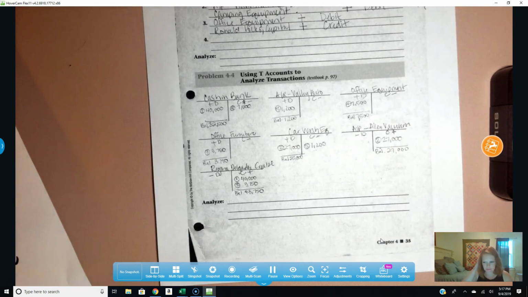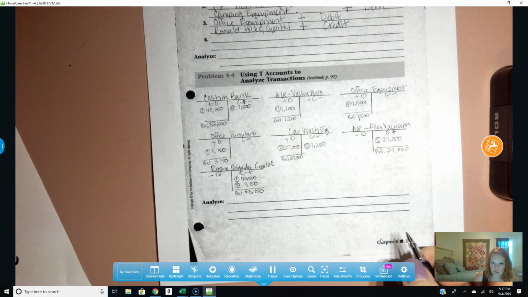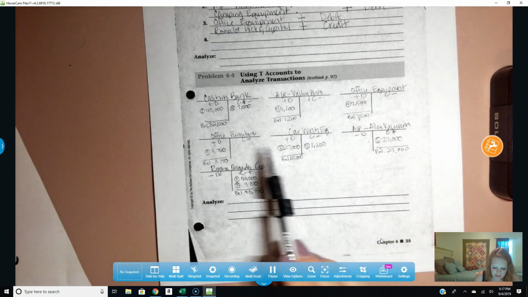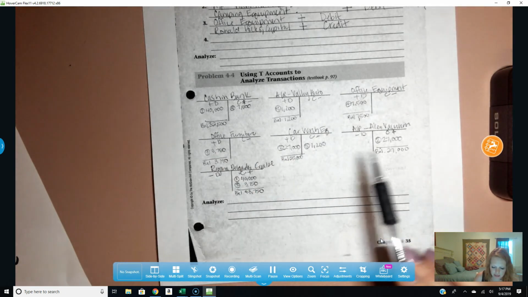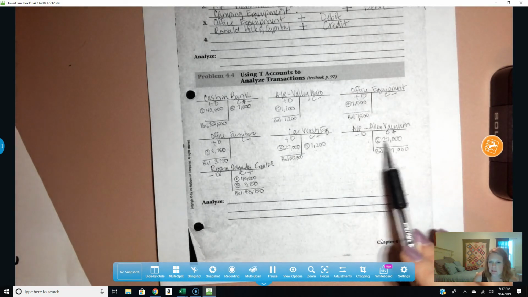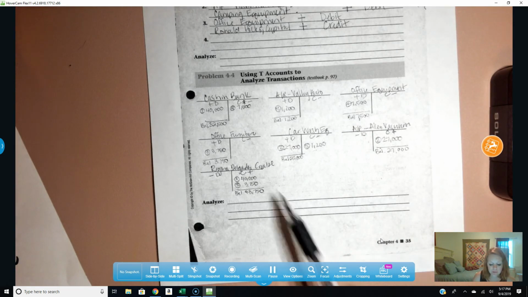So I believe later on it's going to ask you to add up and make sure that your accounting equation is still in balance. So what you would do is you would add up your asset balances, and then you would add up your accounts payable or liability and our capital balances, and you would make sure that those still equal. But that's how you calculate a balance in a T account.